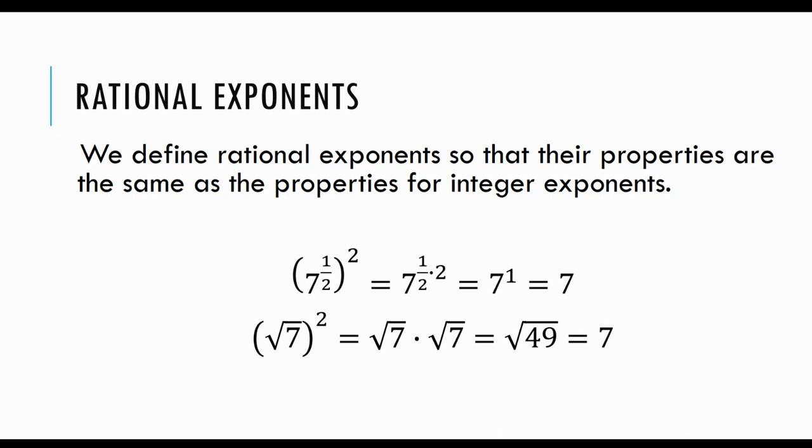So notice that my exponent being a fraction and my radical ended up getting me the same answer. And that's not a coincidence. That's going to be our definition. So therefore, in this case, 7 to the 1/2 power is equal to the square root of 7.